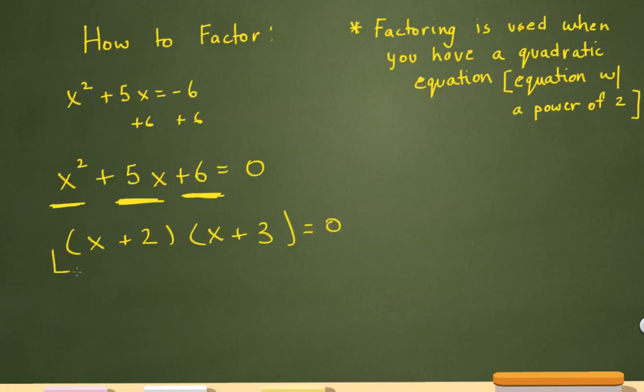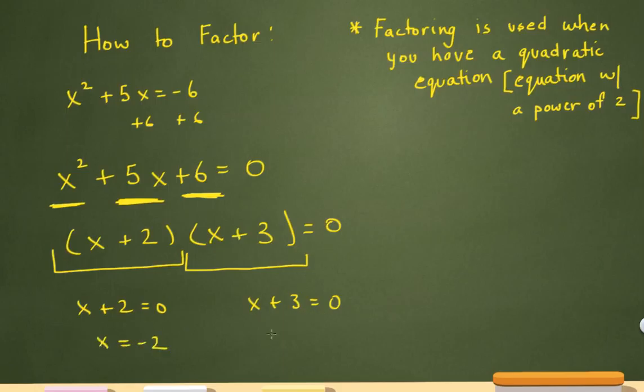And all this is saying is that x plus 2 times x plus 3 is 0. So if x plus 2 is 0, or if x plus 3 is 0, my answer will be 0. So that's why I set x plus 2 to 0 and x plus 3 equal to 0. Over here, x will equal negative 2. Over here, x will equal negative 3. And these will be my two answers for my quadratic.